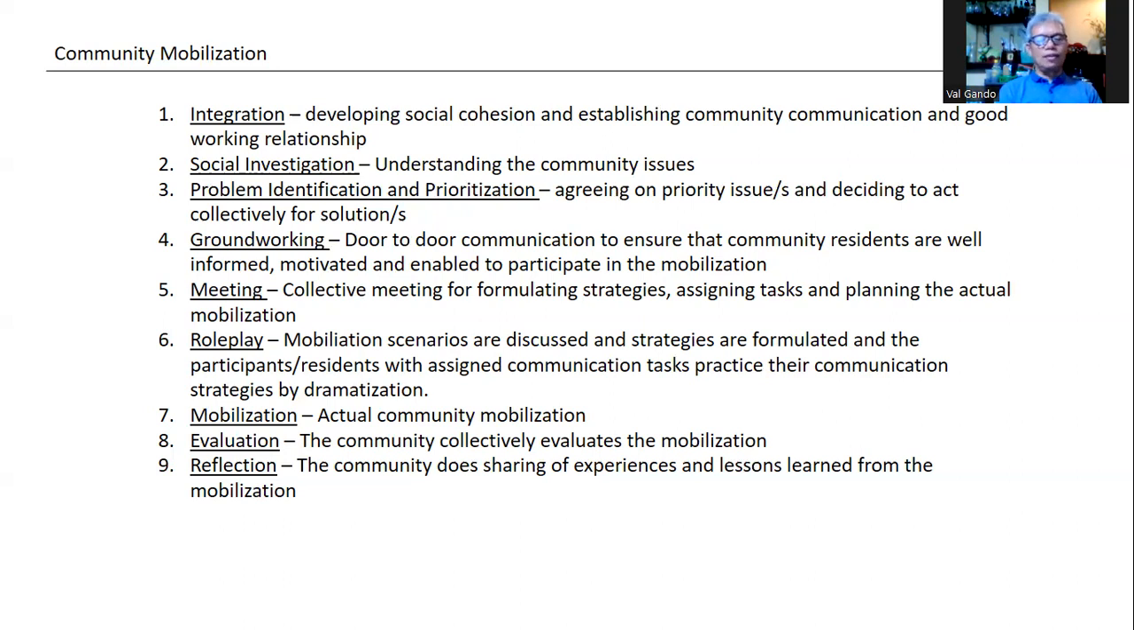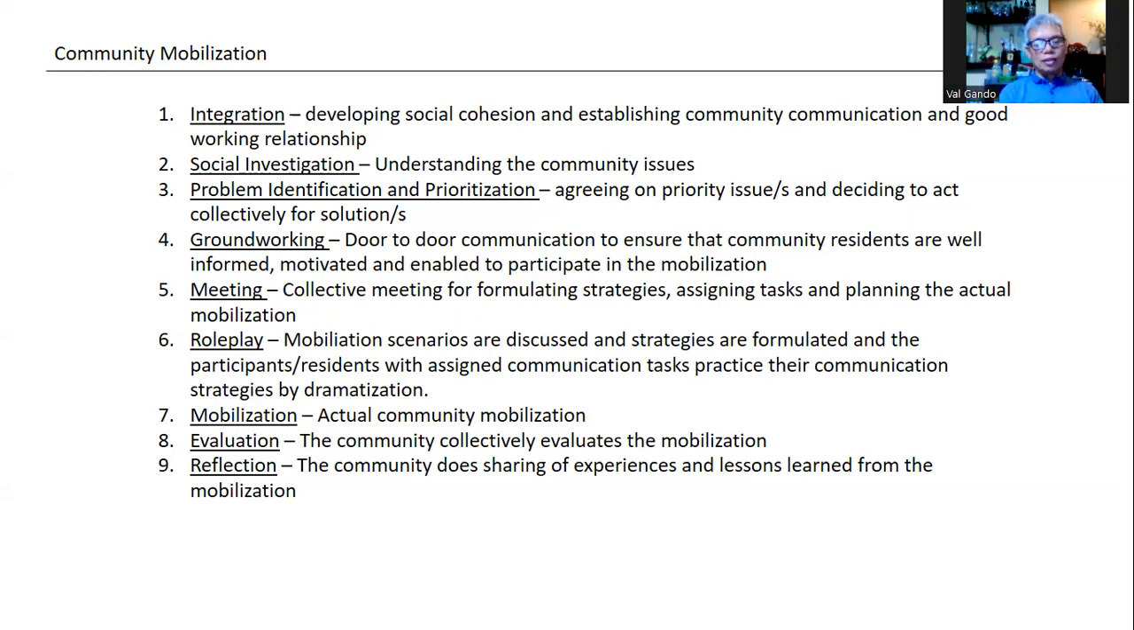The meeting step refers to the collective gathering for formulating strategies, assigning tasks, and planning the actual mobilization. Role play is a communicative action where mobilization scenarios are discussed and strategies are formulated, and the participants with assigned communication tasks practice the communication strategies by dramatization. Mobilization is the actual community mobilization or collective action.